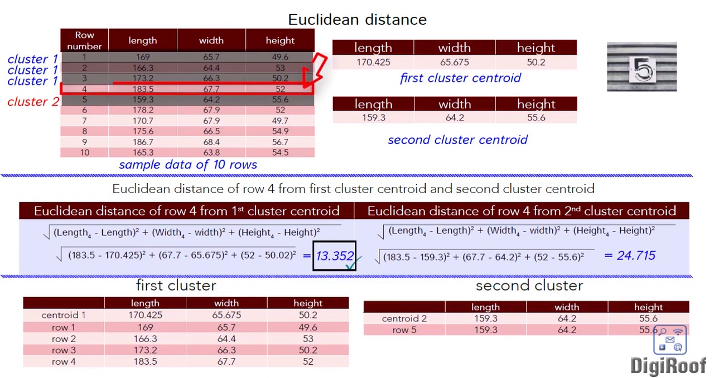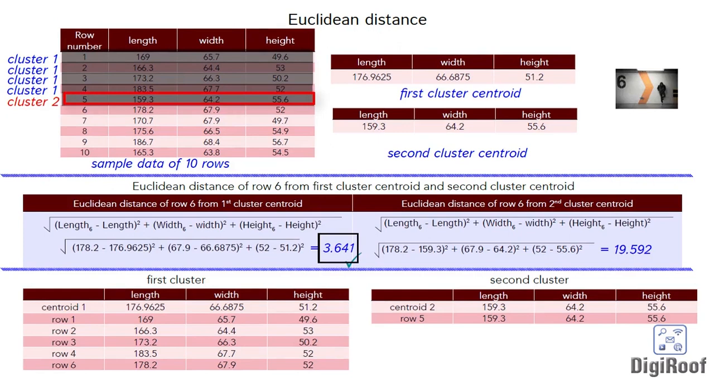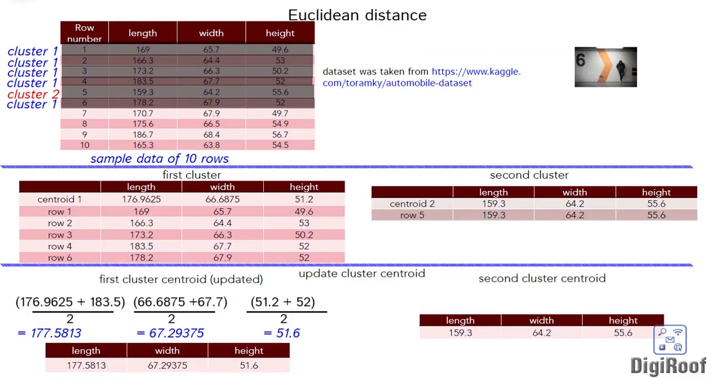Now, we will pick the row 4 and calculate its distance with the two cluster centroids. Again, row 4 is closer to the first cluster. After updating the first cluster centroid, we would get the following value. We have already included the row 5 to the second cluster in the beginning. So, we will move to the row 6. Based on the calculated Euclidean distance, it is closer to the first cluster. The first cluster centroid would therefore be updated to this value.